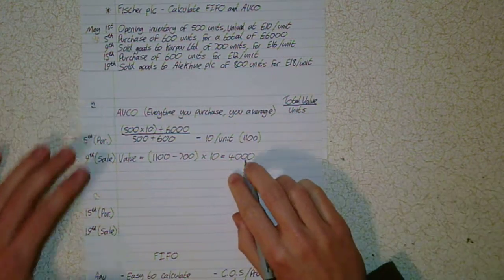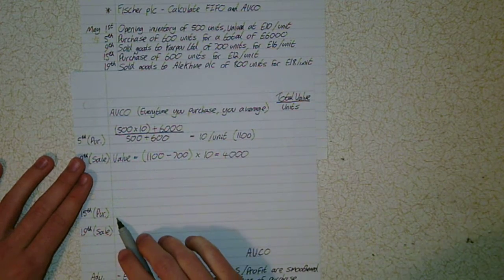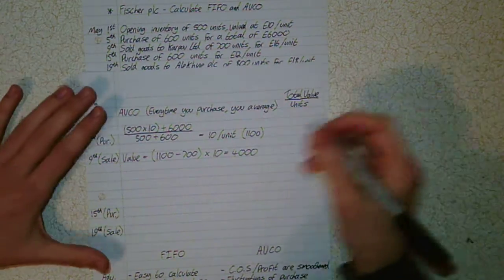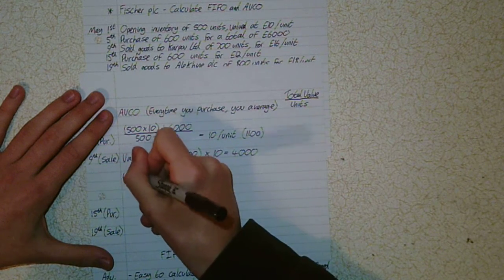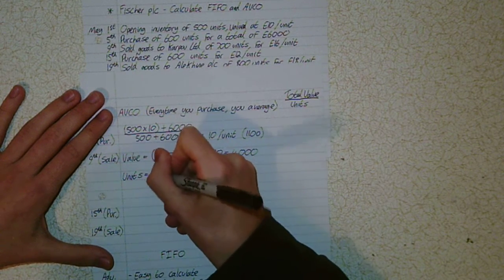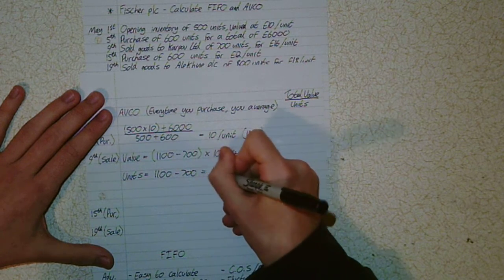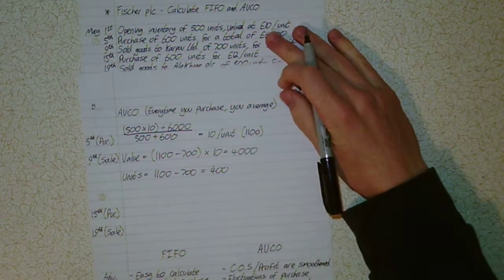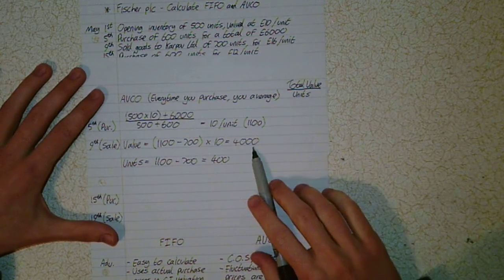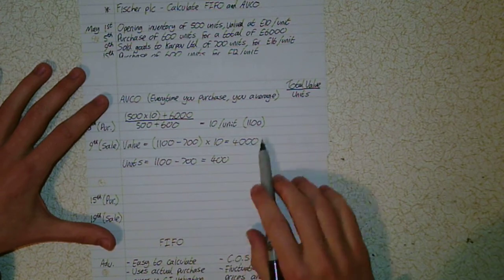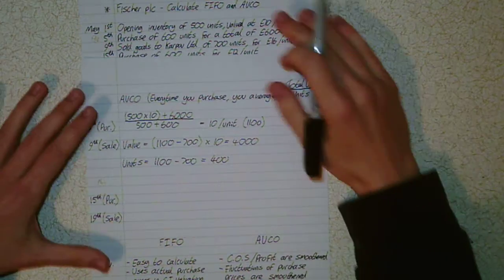We need this later on because we're going to have to average again, aren't we, when we make a new purchase. So we're going to need to make sure we remember this. So the amount of units after this sale is just 1,100 minus 700. So it's just 400. Easy enough. So after that sale, we're left with a value of £4,000, 400 units. So still £10 each on average.